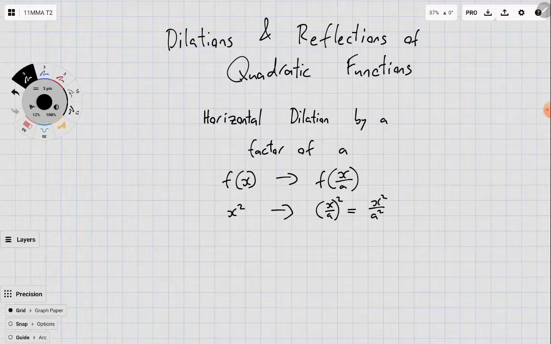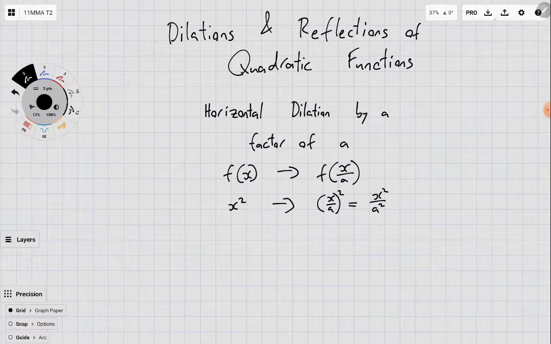Okay, so you can see that when I put something inside the brackets with the function, it affects only the x. And because of order of operations, the squared happens afterwards. It does not become x on a squared. It specifically becomes x on a in brackets squared. So just be mindful of that. Okay, so that's horizontal dilation by a factor of a.